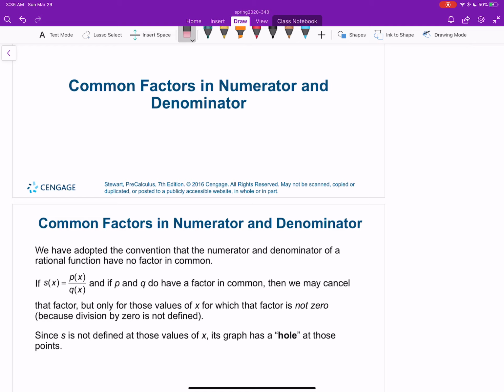So let's look at an example over here. If I have f of x equal to, that's not x squared, but (x plus 1) squared times (x minus 1) divided by (x plus 1) times (x plus 2). You can clearly see that there is a common factor. I got x plus 1, x plus 1, and then I have x plus 1. This divides itself out, and they cancel out.